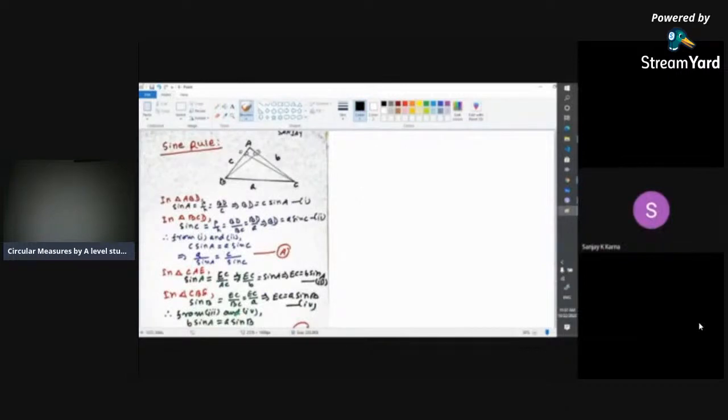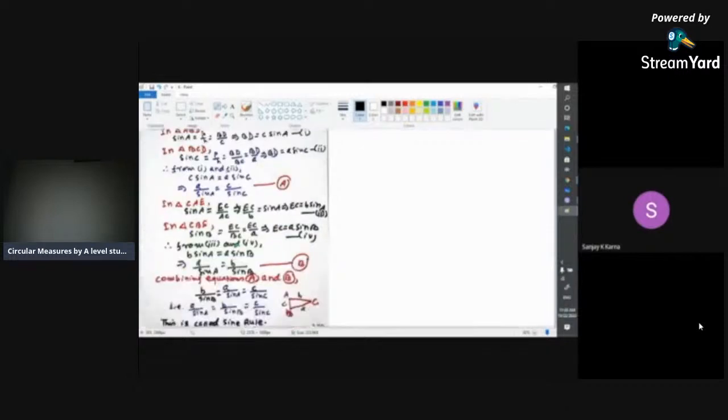So let's now discuss the sine rule. What is the sine rule? It is going to be highly applicable in problems that include a circular base. So first of all, let's discuss our sine rule. This is any triangle ABC, and the sine rule defines the relation between the sides and the sines of their corresponding opposite angles.